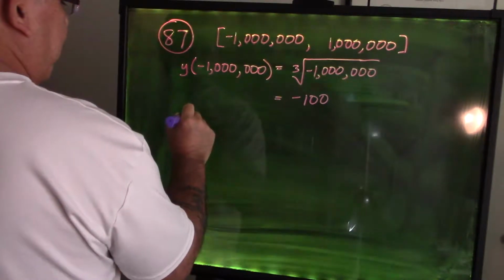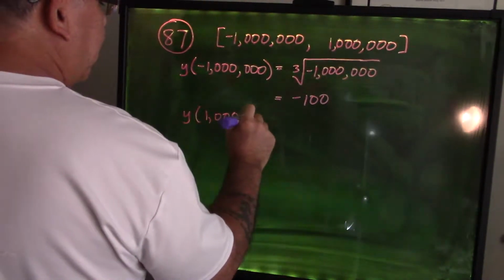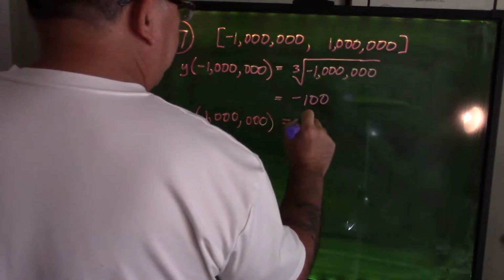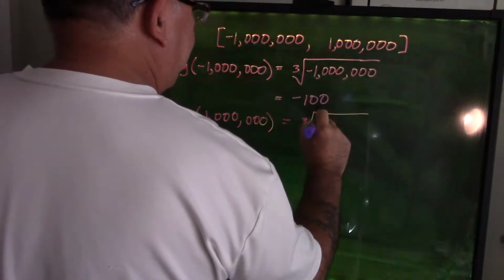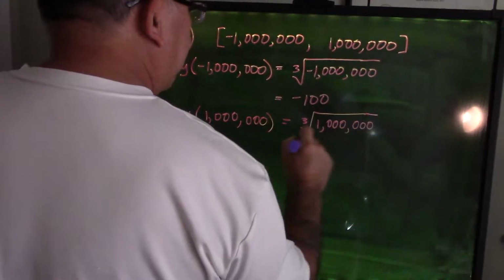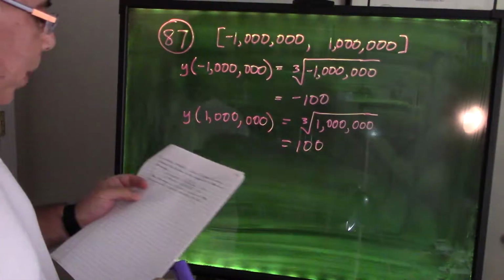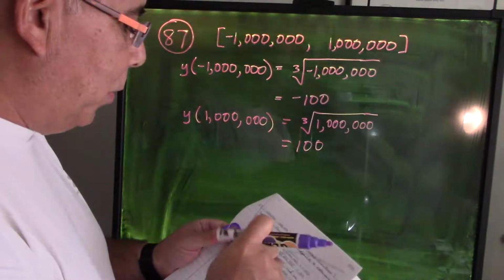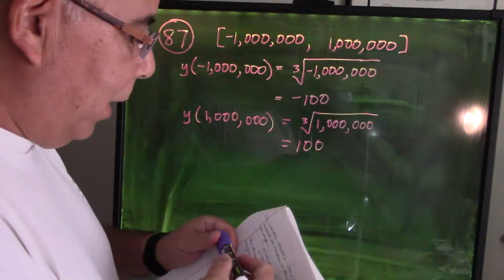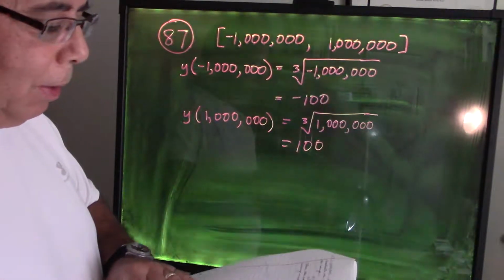And of course y of 1,000,000 is the cube root of 1,000,000, and that's 100. Okay, so the range goes from negative 100 to 100. And so here's the result.